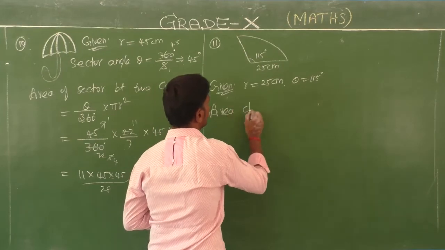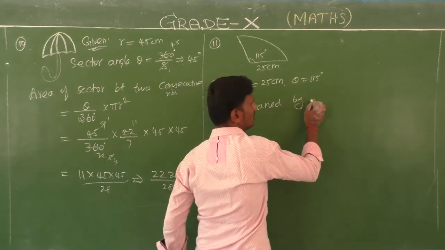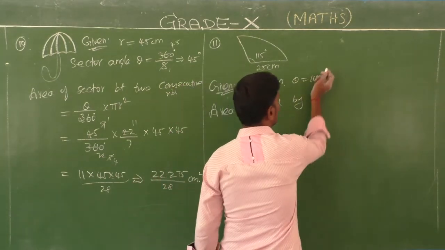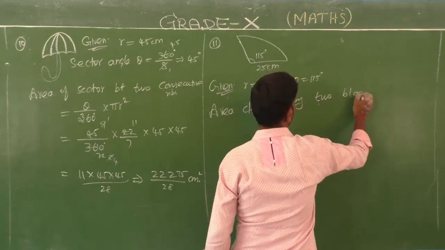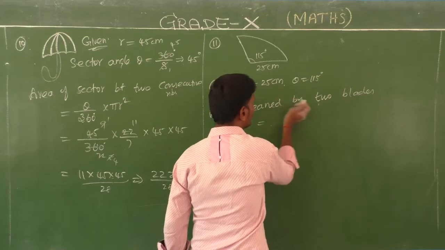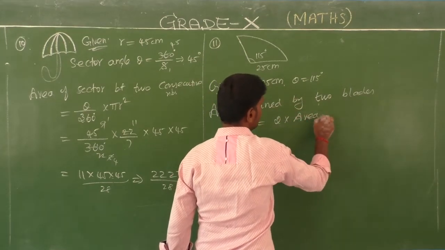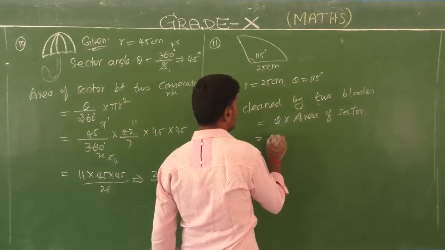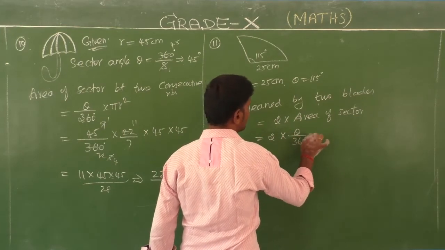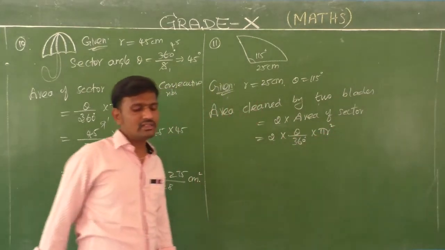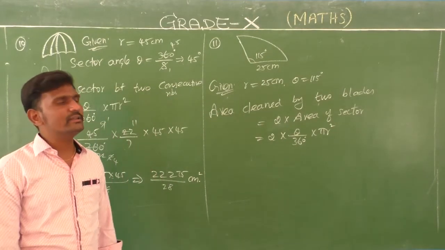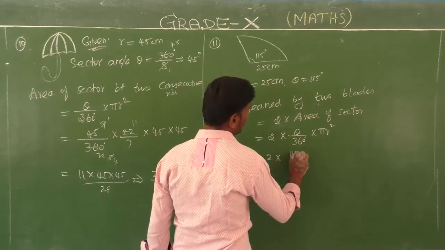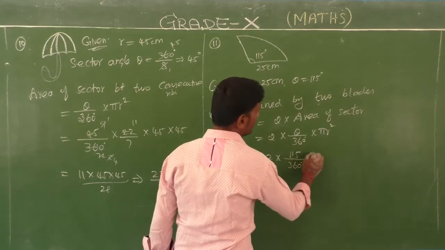Area cleaned by two blades, that is 2 into area of the sector. Yes, students. Now 2 into, you have a formula, theta by 360 degree into pi r square. Now you have a radius of 25 centimeter and the angle is 115. Now multiply 2 into 115 by 360 into the value of pi.